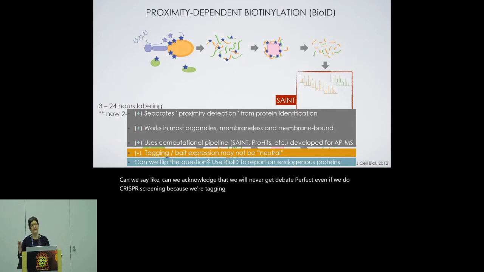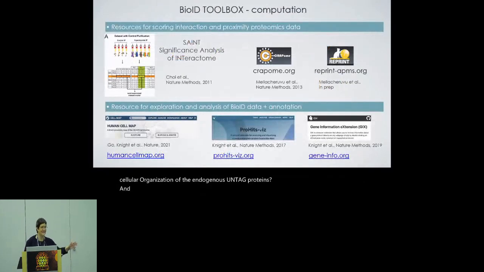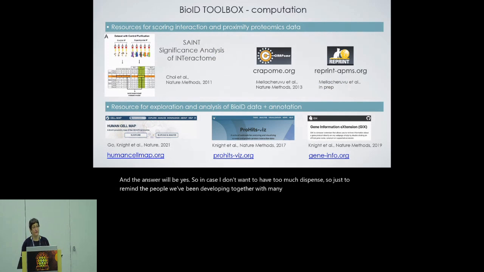And can we use BioID instead to report on the cellular organization of the endogenous untagged proteins? And the answer will be yes, in case I don't want to have too much suspense. Just to remind people, we've been developing, together with many other people, toolboxes. We have a scoring tool called SAINT, which we co-developed with Alexey Nesvizhskii, and I've been continuing to optimize. That works better for spectral counting, which is what I'm going to talk about today.